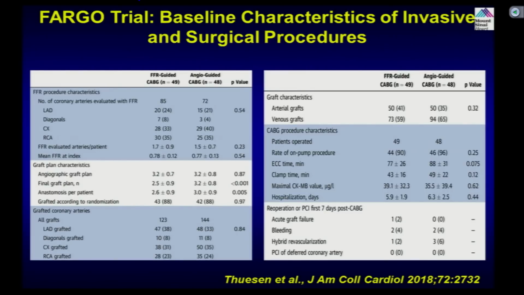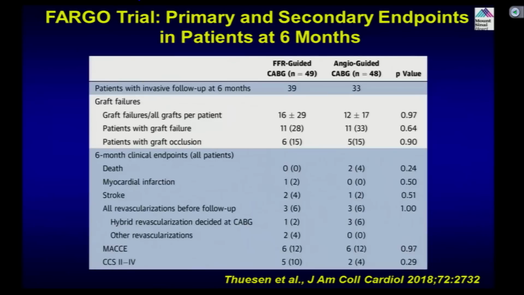This was the first randomized trial, and they basically showed, as you can see here, the arterial graft numbers, similar to what we knew earlier, the anesthesia time, and so all were lower in the FFR guided group compared to the overall angiographic guided group. So clearly your clamp time, your duration, all hospitalization was not different, and whether you get arterial or venous bypass was not different also. So basically then the 6 months primary endpoint was the graft failure.